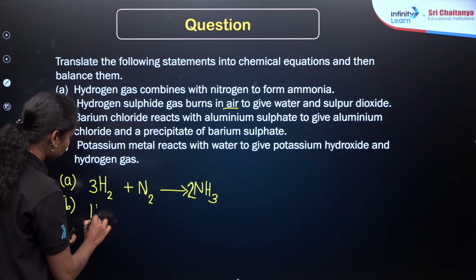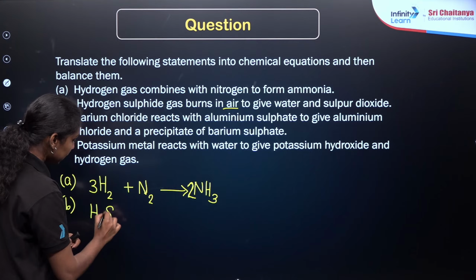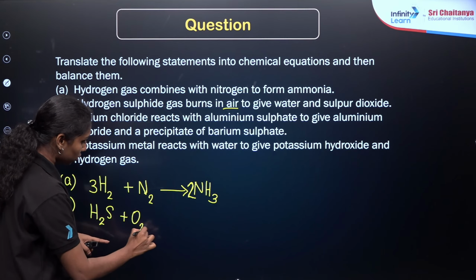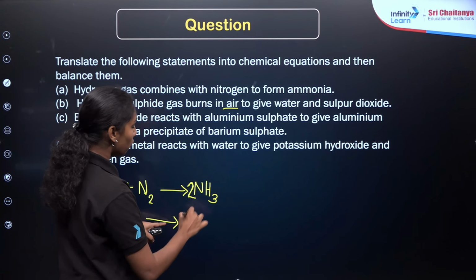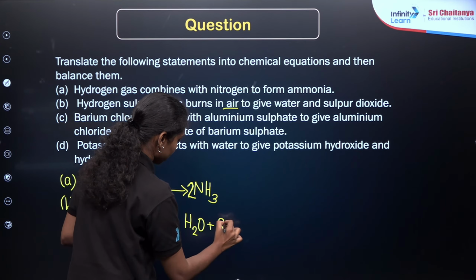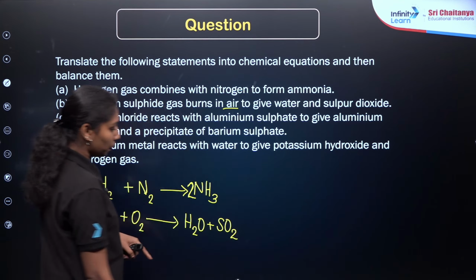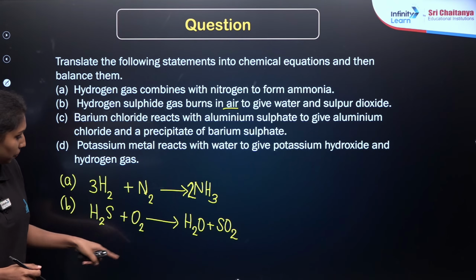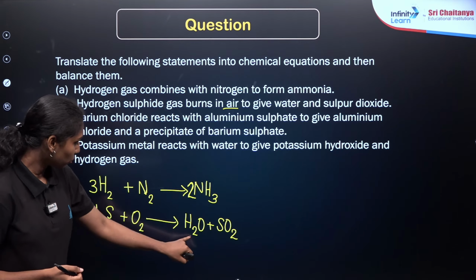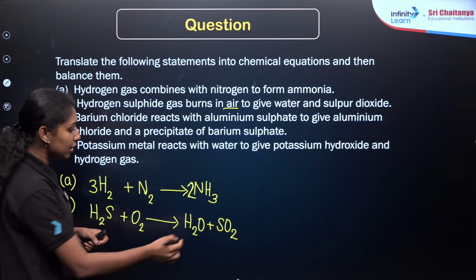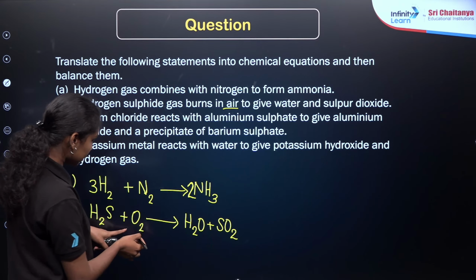Hydrogen sulfide, as we already know, is H2S. Burns in air means it will react with oxygen, O2, to give water, H2O, plus SO2, sulfur dioxide. So try to balance this equation. Is it balanced here? 2 hydrogen is here, 2 hydrogen is here. 1 sulfur is here, but oxygen is not balanced. Here it is 2, and here it is 3.